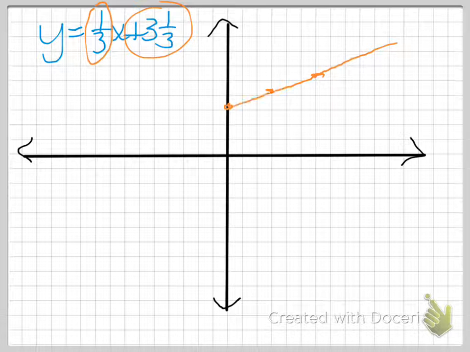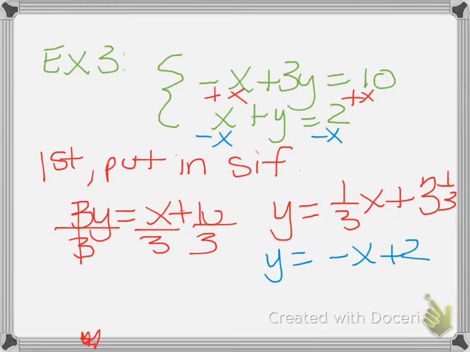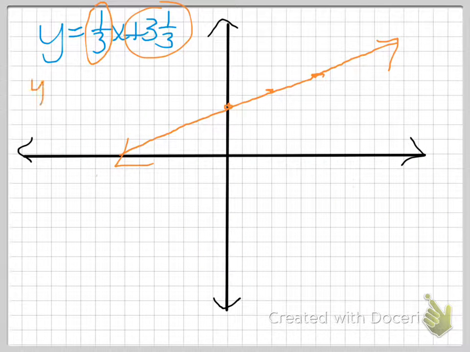Okay, and when you do this, you want to be really careful about drawing your lines nice and straight so it's easy to see. The second one is negative x plus 2. So I'm going to put that on my graph. And so my y-intercept is positive 2, so I'm going to go up 2.